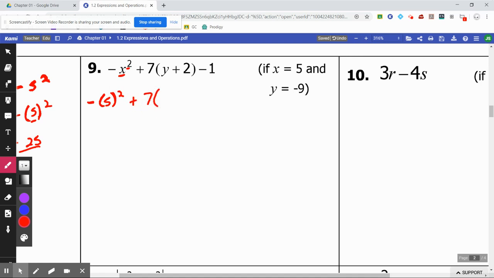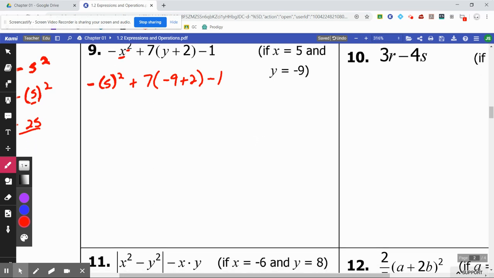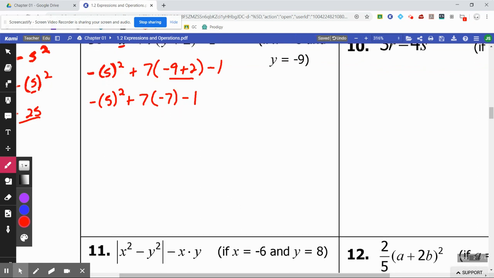Plus 7 parentheses, and y is negative 9. And you really don't need parentheses around that because it's not multiplied or anything like that. We can do negative 9 plus 2 in our head there. So let's start with anything inside of grouping symbols. And the grouping symbols that we have has negative 9 plus 2, which is a negative 7 inside of it. Next up, we're going to do any exponents. Leave this minus out front and do 5 to the second power, which is 25.